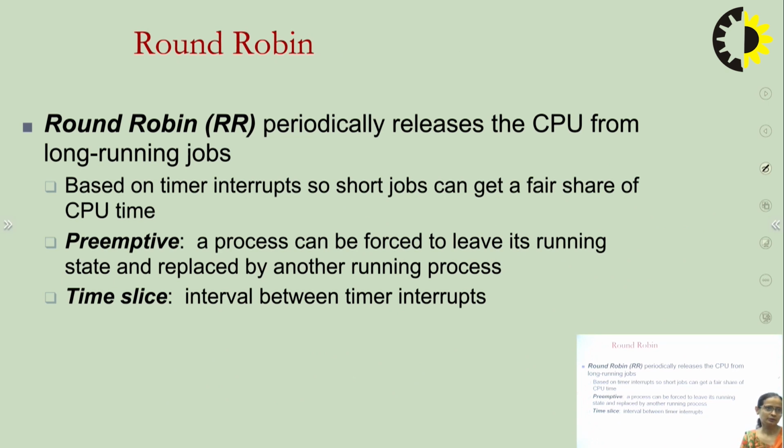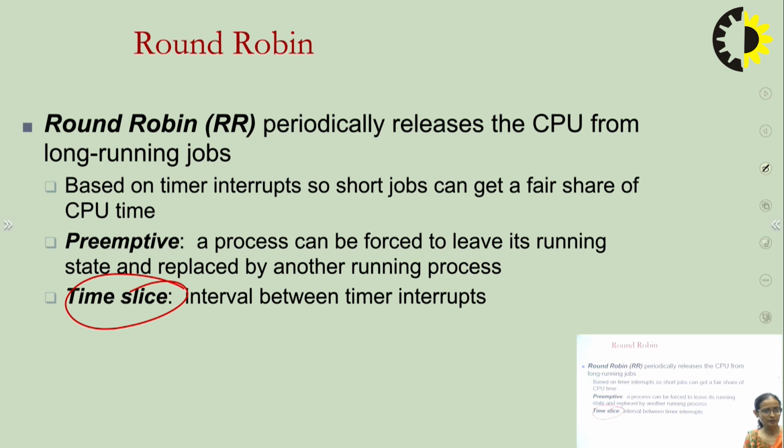The next algorithm is the round robin algorithm. It is basically your FCFS with preemption. Now, what is the criterion of preemption in this case? The criterion of preemption in this case is the time slice. Round robin periodically releases the CPU from long running jobs based on timer interrupts, so short jobs can get a fair share of CPU time.